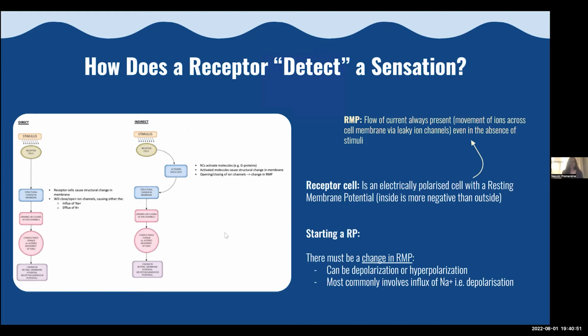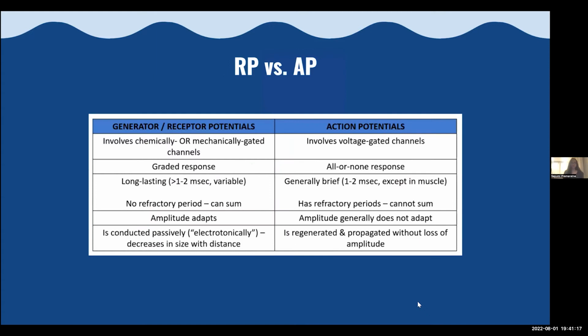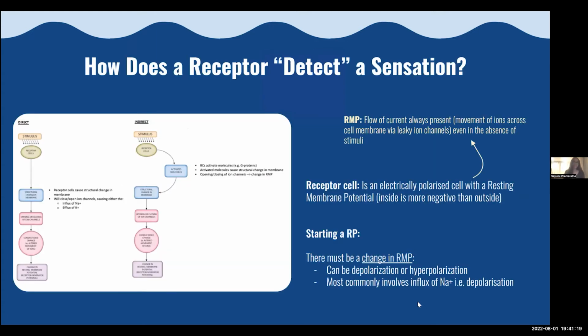So in terms of actually activating the receptor cell, there needs to be a change in that resting membrane potential. So that can be either a depolarization or a hyperpolarization. So it can occur both ways, but most commonly throughout your body, it will involve depolarization because activating a receptor cell will usually lead to the influx of sodium. So there's two different types. If you want to go back, there's two different ways of activating a receptor cell. There's a direct pathway and an indirect pathway.